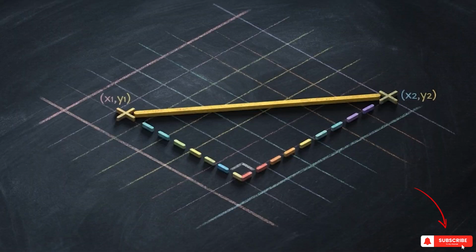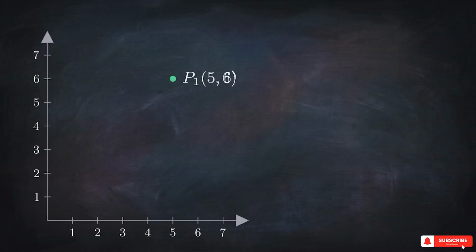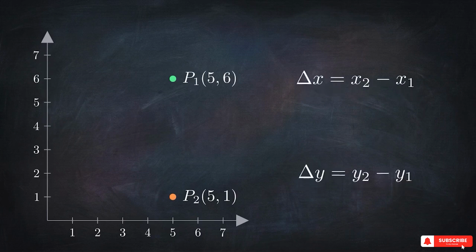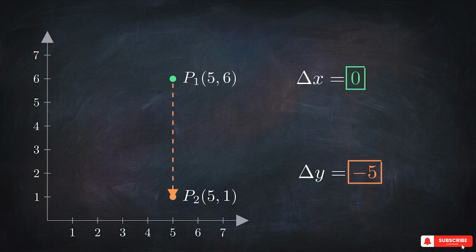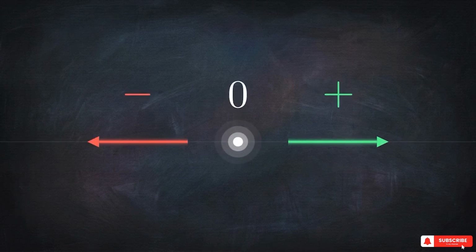Calculating increments by the formula will always accurately map the distance and direction traveled. Consider a new scenario. A particle starts at 5, 6 and stops at 5, 1. Pause and calculate both increments. For delta x, 5 minus 5 is 0, proving no horizontal movement. For delta y, 1 minus 6 is -5, tracking the downward drop. These increments operate as directional vectors, accurately capturing movements that are positive, negative, or exactly 0.